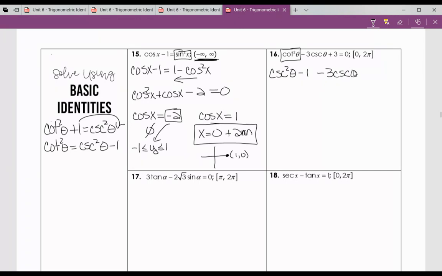Now, when I do that, I have created a quadratic. So I need to combine my -1 and my 3. I'm not moving it, so do not add 1. You are combining -1 and 3. They are on the same side.